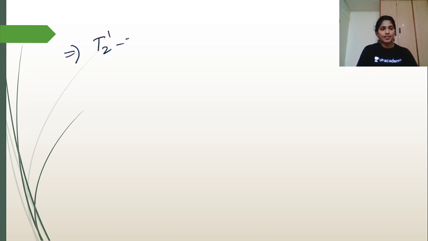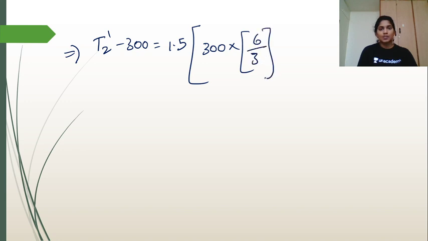T2 dash minus T1 is 300 Kelvin, as they have mentioned in the problem, which is equal to 1.5 into 300 into (P1 by P2, which is 6 by 3) whole power (gamma minus 1) by gamma, meaning 1.277 minus 1 by 1.277, minus 1.